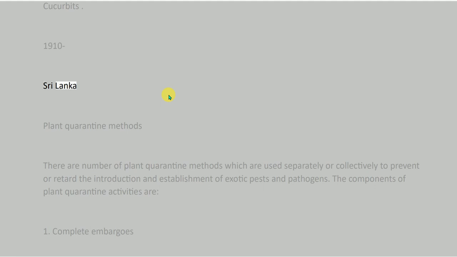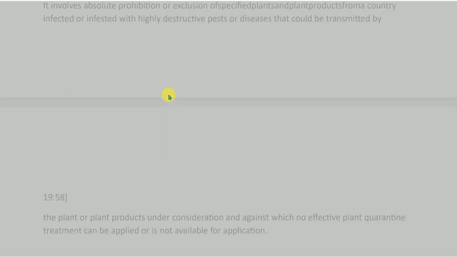Plant quarantine methods. There are a number of plant quarantine methods which are used separately or collectively to prevent or retard the introduction and establishment of exotic pests and pathogens. The components of plant quarantine activities are: 1. Complete embargoes. It involves absolute prohibition or exclusion of specified plants and plant products from a country infected or infested with highly destructive pests or diseases that could be transmitted by the plant or plant products under consideration and against which no effective plant quarantine treatment can be applied or is not available for application.